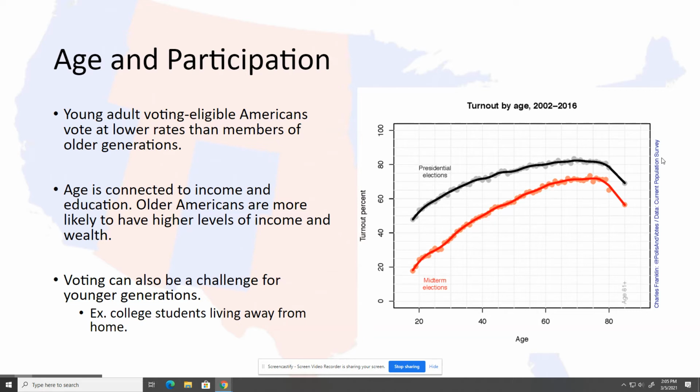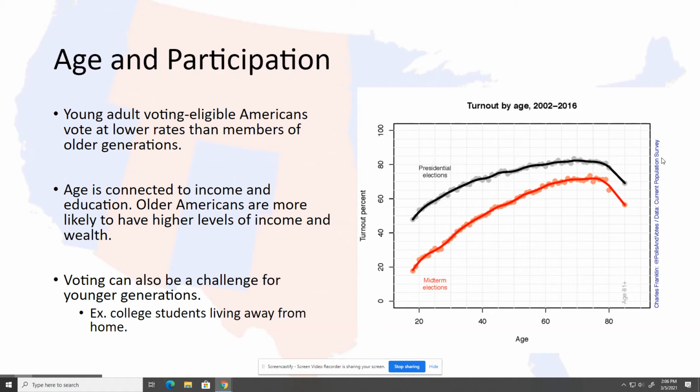So age is connected to both income and education. Okay, so older people are more likely to have wealth, higher levels of income. Older people are also going to have concerns about things like mortgages, their children, retirement, Social Security, and therefore are going to be really invested in public policy because it affects their lives. Whereas younger people might not have developed that strong political views yet, or they might not feel like they really have any kind of stake in the outcome.